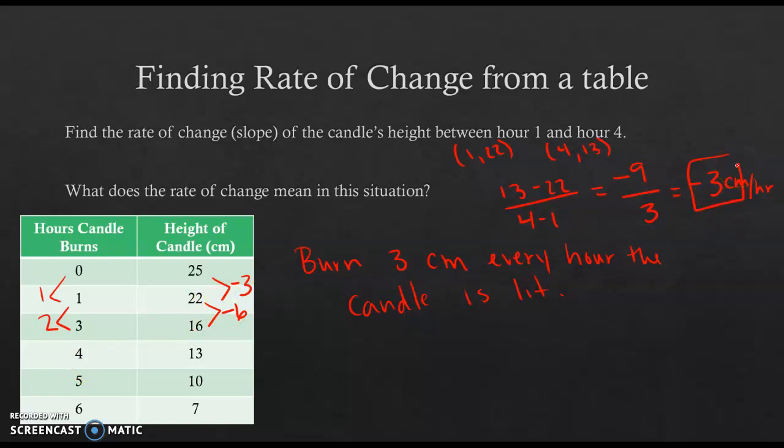So it doesn't matter which 2 points from the table you choose, just choose 2 points, do y minus y and x minus x, and then take y divided by x. And that's your rate of change. And that's how we find slope from a table.